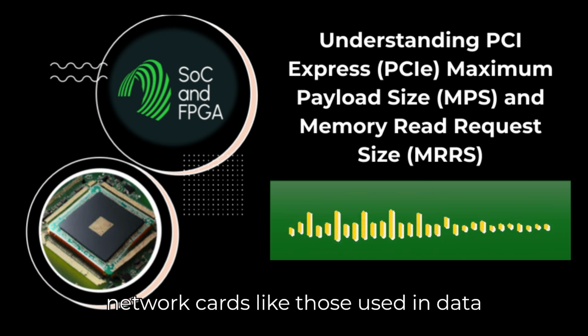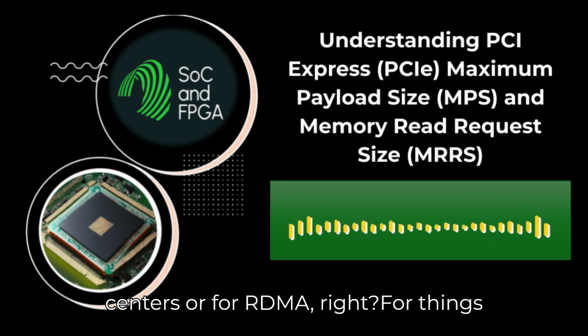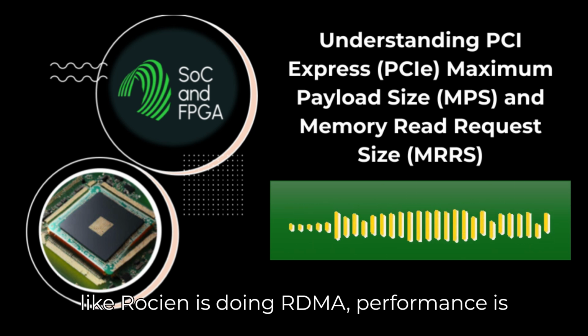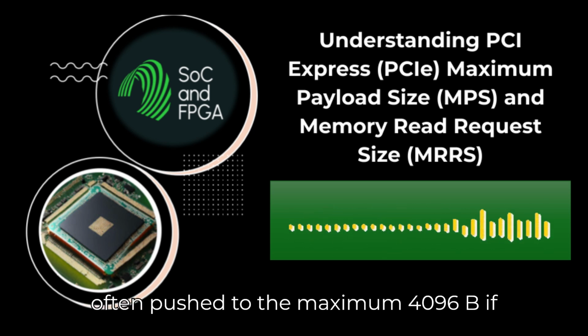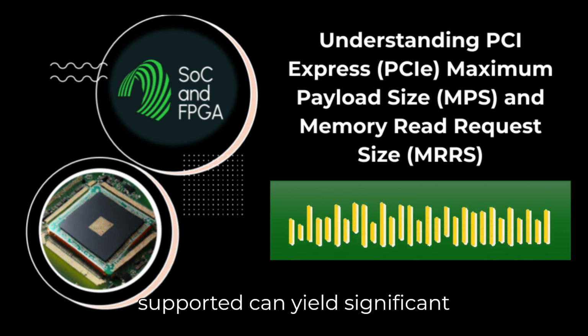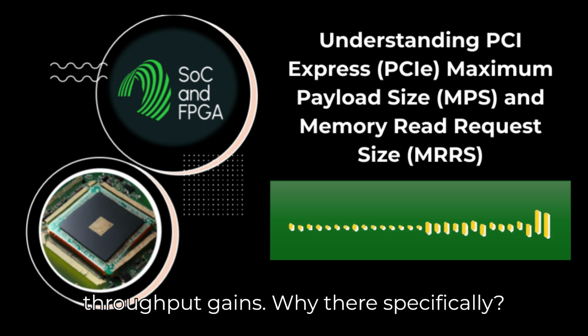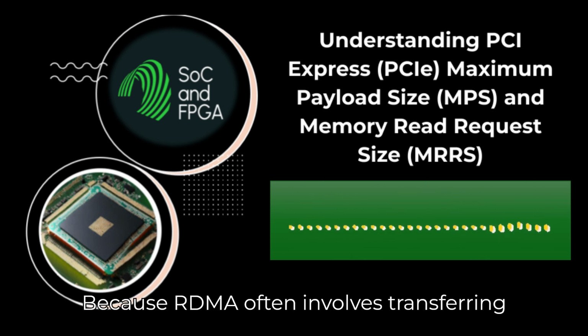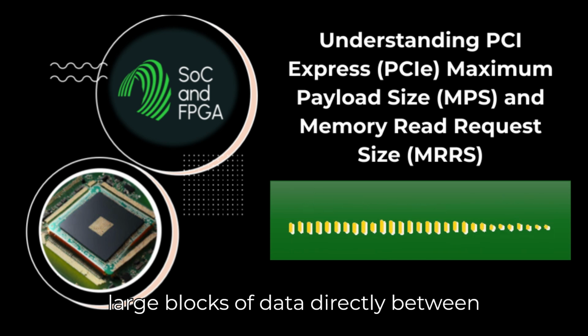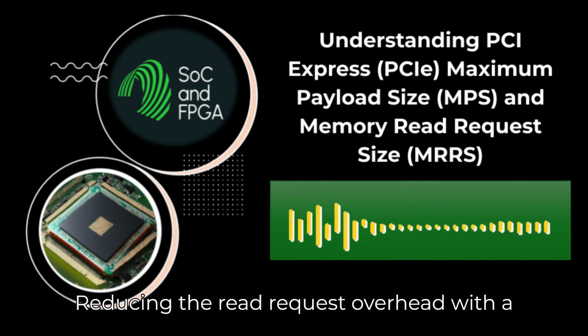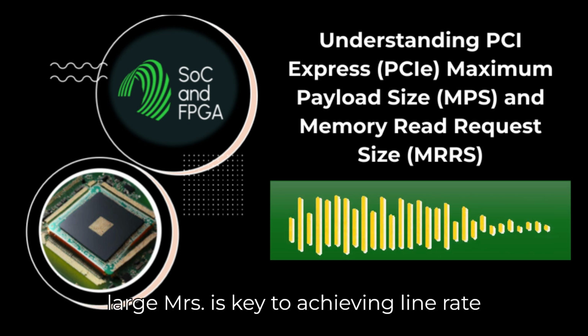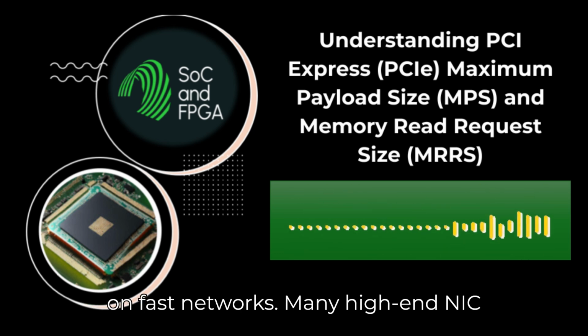High-speed network cards, like those used in data centers or for RDMA. Right. For things like RoCE, RDMA over Converged Ethernet, performance is paramount. Here again, larger MRRS values, often pushed to the maximum 4096B if supported, can yield significant throughput gains. Why there specifically? Because RDMA often involves transferring large blocks of data directly between systems with minimal CPU involvement. Reducing the read request overhead with a large MRRS is key to achieving line rate on fast networks.